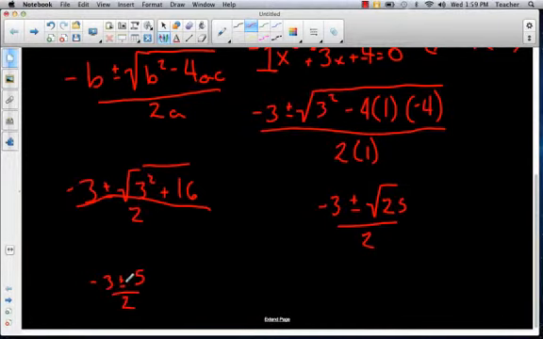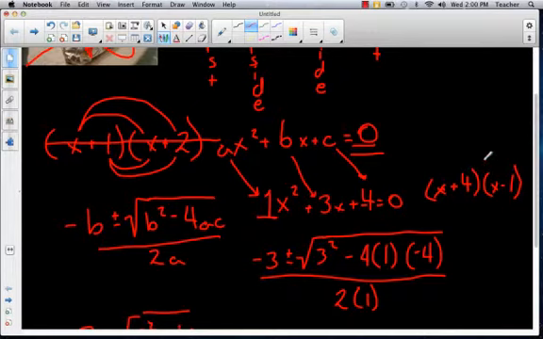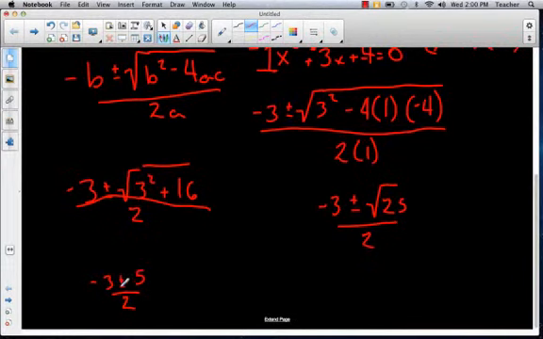Now this is where the plus or minus gets extremely important. Now, in a quadratic equation or a binomial equation like that, you see, as of right here, we have two answers, x plus 4 and x minus 1. So what we have to do is we have to make this a plus equation and a minus equation. So you simply do negative 3 plus 5 over 2 and negative 3 minus 5 over 2.